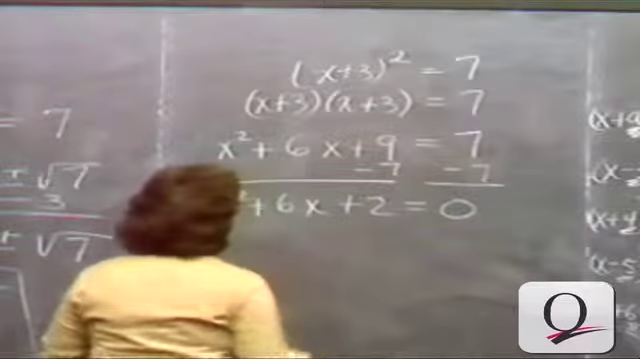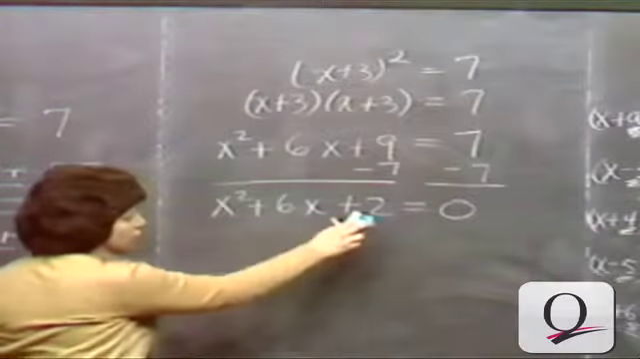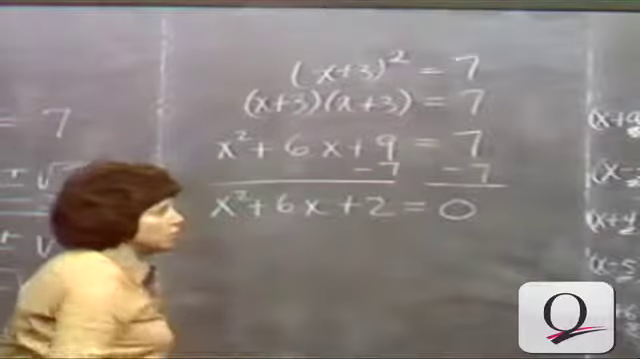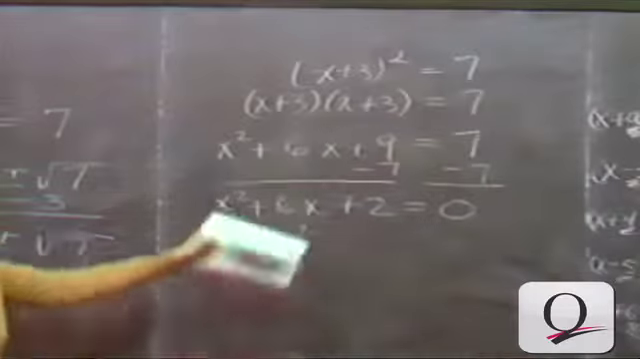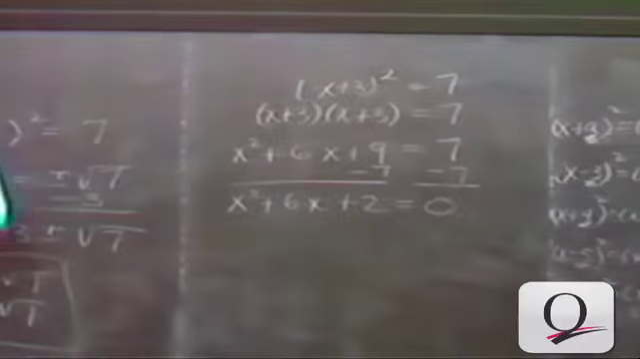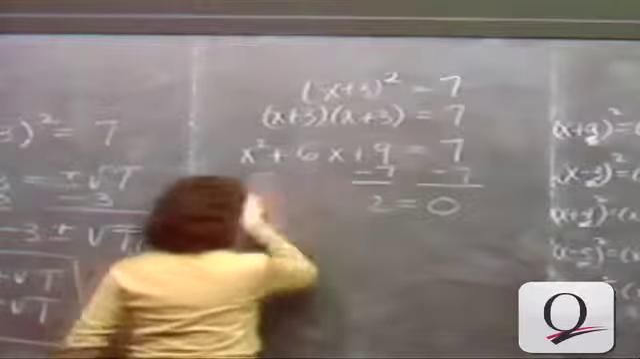Okay, let's start with x squared plus 6x plus 2 equals 0, and try to put this into the form (x plus 3) squared equals 7, so that you could solve it by taking square roots. Let me put that up on the top.